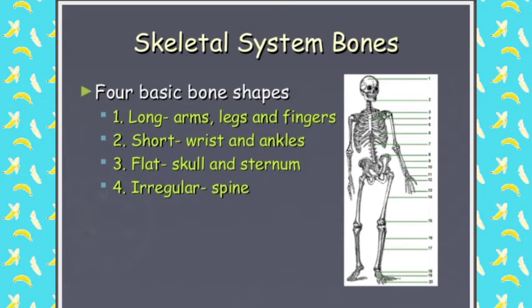The skeletal system bones. We have 4 basic bone shapes. Number 1 is the long bone, which includes the arms, legs, and fingers. Number 2, the short bone, which includes the wrists and ankles. Number 3 is the flat bone, which includes the skull and the sternum. And number 4 is the irregular bone, which is the spine.